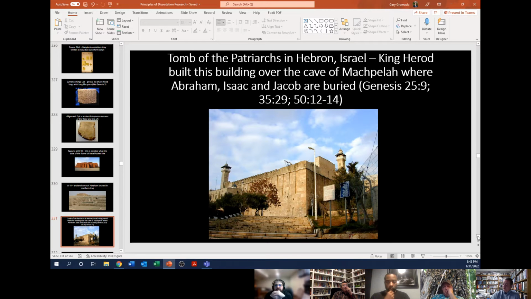Well, the Tomb of the Patriarchs, I referenced that in my paper. The Tomb of the Patriarchs was built by King Herod the Great. This building, which dates to the 1st century, was built over the cave of Machpelah, where Abraham, Isaac, and Jacob are buried. So one of my arguments in my paper is, why would King Herod build this building over this particular cave if he didn't believe in the existence of Abraham, Isaac, and Jacob? I think it's significant that a building of this size would be built there in Hebron.